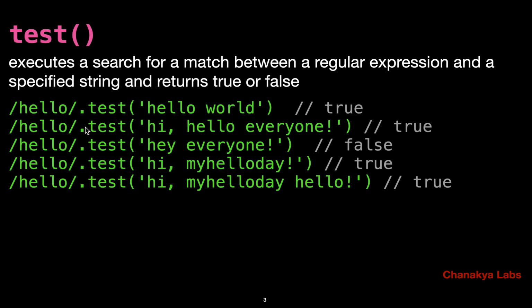Next, having gone through a simple example, let's go through some other simple examples. Let's say hello.test, hi, hello everyone. Now you know that somewhere it has to find hello, so yeah, it will match. Hello test, hey everyone: no, hello is not there, so it will return false. Hello test, hi my hello, okay day. Again, it need not be a word, it just needs to be present there. So HELLO is here, and that's why it is returning true.